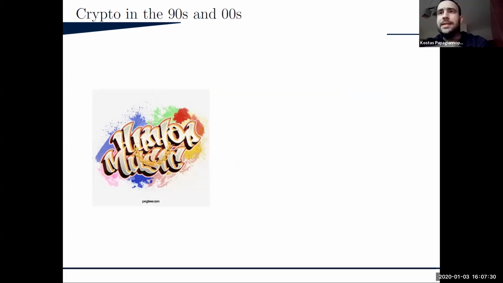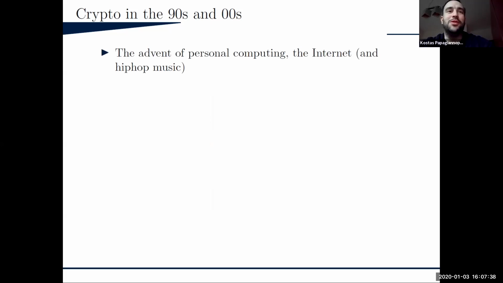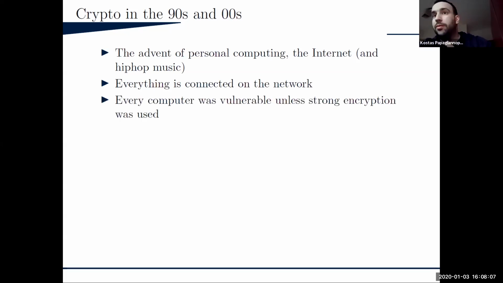Now, taking the next step in this discussion, cryptography in the 90s and 2000s moved in a different direction, kind of like music moved to hip-hop. In this era, which is closer to my age, the widespread effects of personal computing were becoming more and more evident. The internet became even more popular, broadband connections, and so on and so forth. At this time, security evolved with it. Suddenly, everyone had their own computer, everything was connected on the network, and of course, every computer was vulnerable at this time.